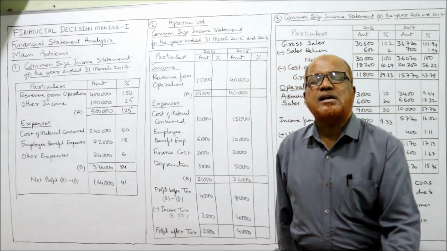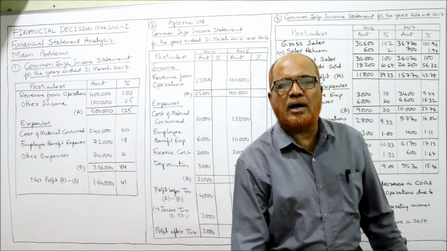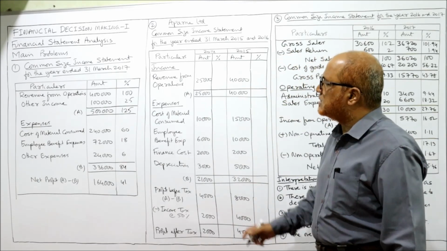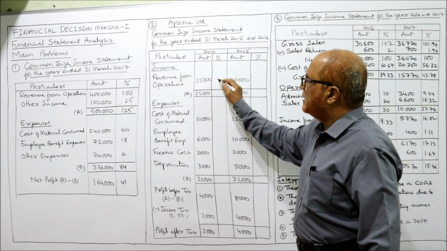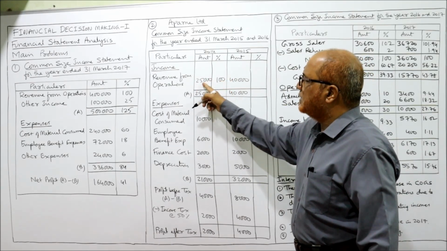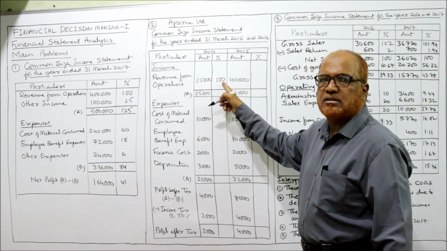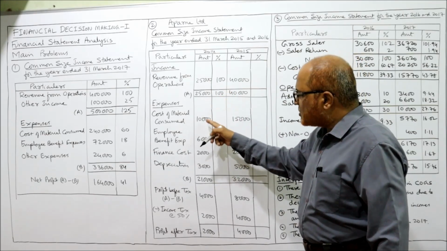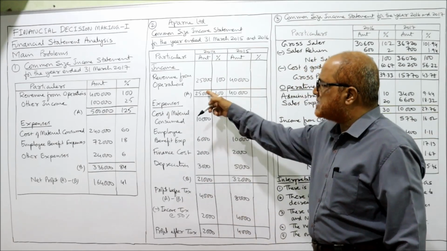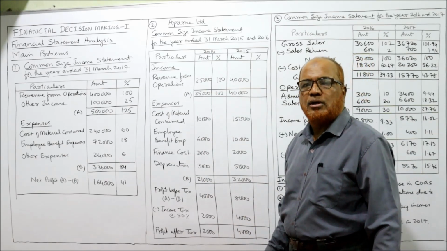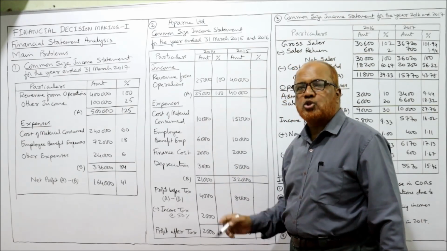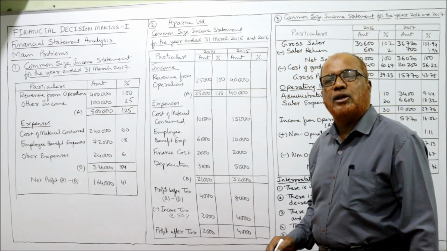It is the common size income statement. So again, revenue from operation should be taken as 100%. This is revenue from operation. This 25,000 is 100%. So here also I am writing 100. Right? Now express all these values as a percentage of 25,000. So these values should be taken in the numerator and 25,000 in the denominator, into 100.